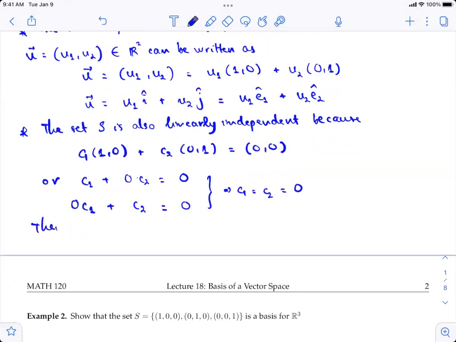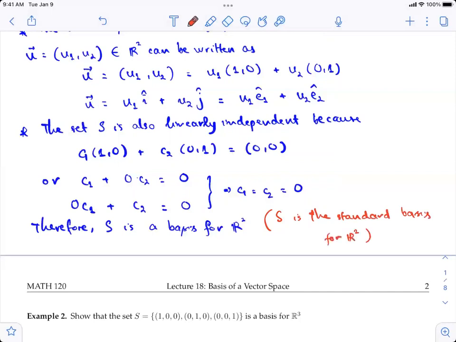So therefore, S is a basis for R2, the two-dimensional vector space. As a matter of fact, in this particular case, S is called the standard basis for R2. Let me make a quick note here: S is the standard basis for R2, that is, the two-dimensional vector space.